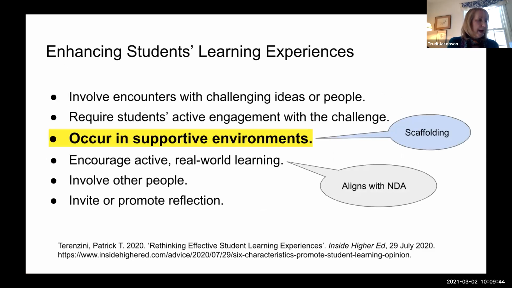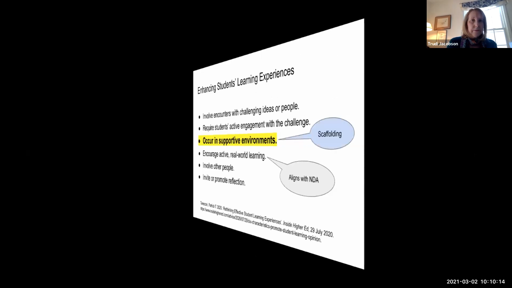So going back to Terenzini's elements, there are ones that occur in supportive environments. I think that's extraordinarily important. I mentioned there are different ways of scaffolding. Modeling is one of them, but I think that helping students to situate their learning and their new experience, where they have so much agency in a course, is really important.